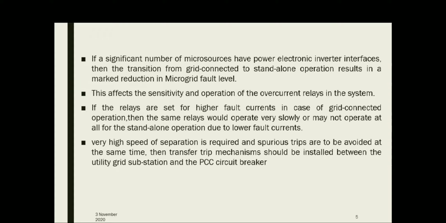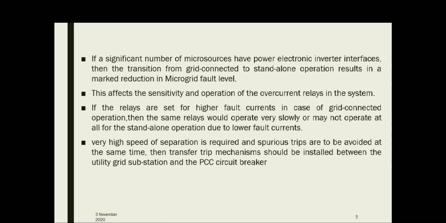Protection issues of microgrid cannot be properly resolved without a thorough understanding of microgrid dynamics before, during, and after islanding. Also the time of islanding in the microgrid should be preceded by a realistic assessment of what benefits the microgrid will gain from the rapid separation. And if a significant number of microsources have power electronic inverter interfaces, then the transition from grid connected to standalone operation results in a marked reduction in the microgrid fault level.